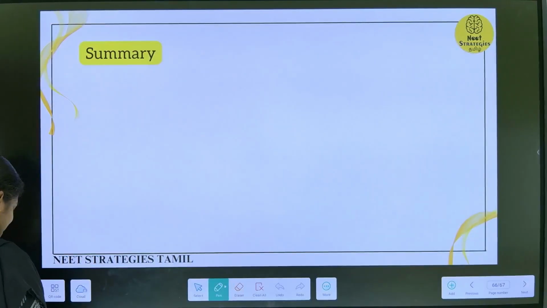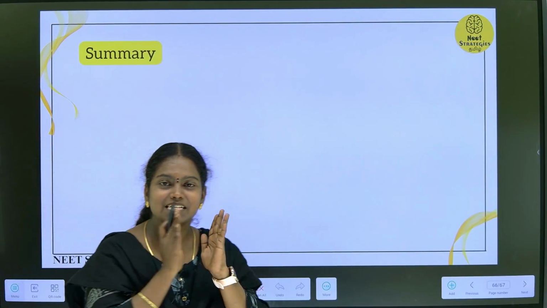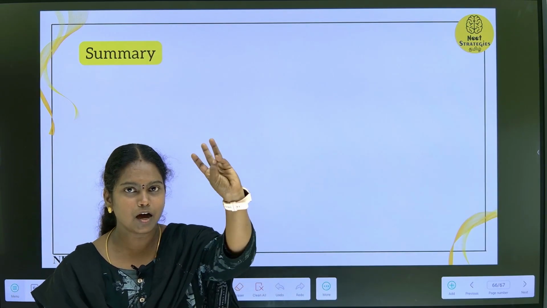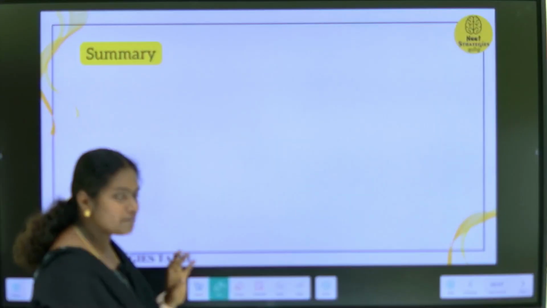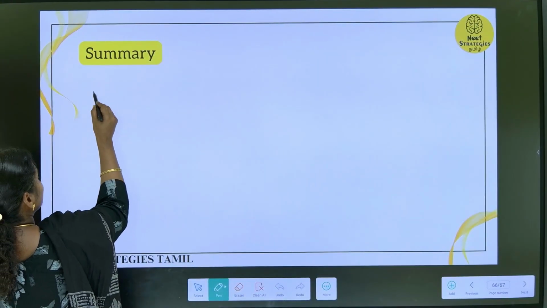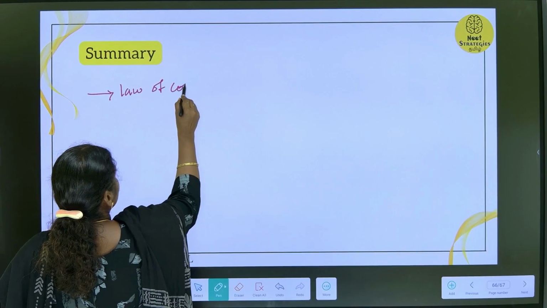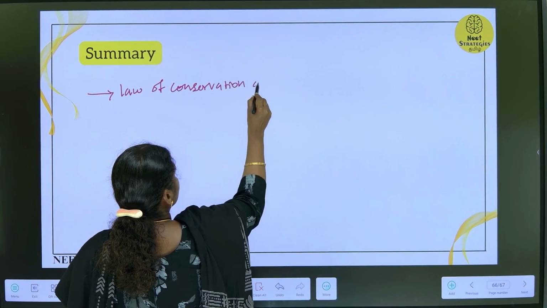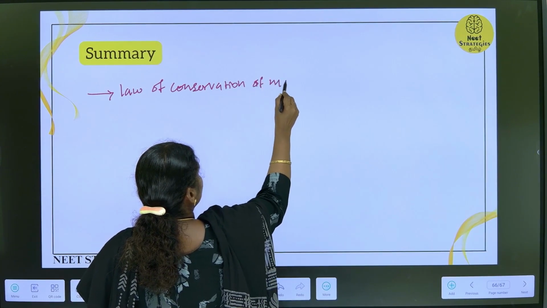That's the summary. What are the things we completed today? First, all the five laws. Law of conservation of mass, we completed.